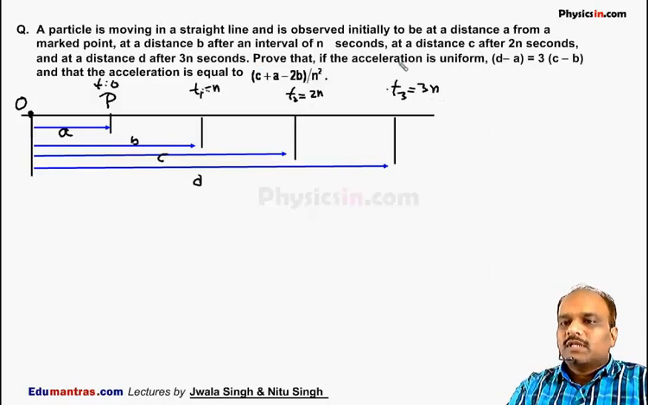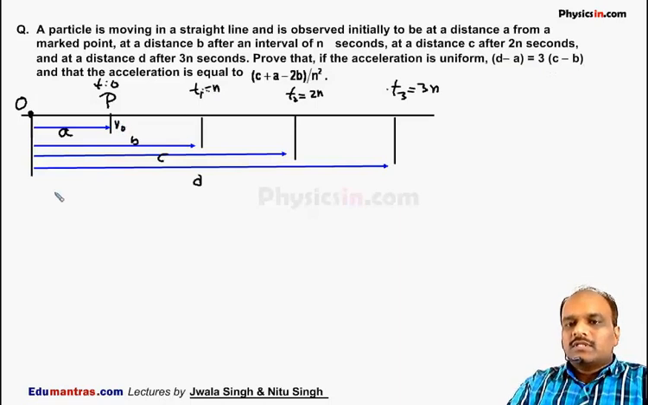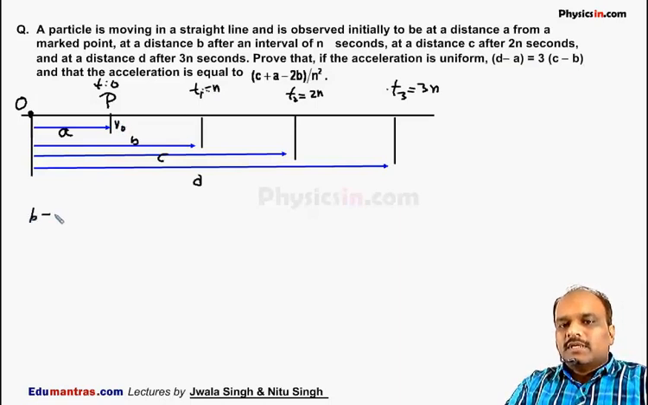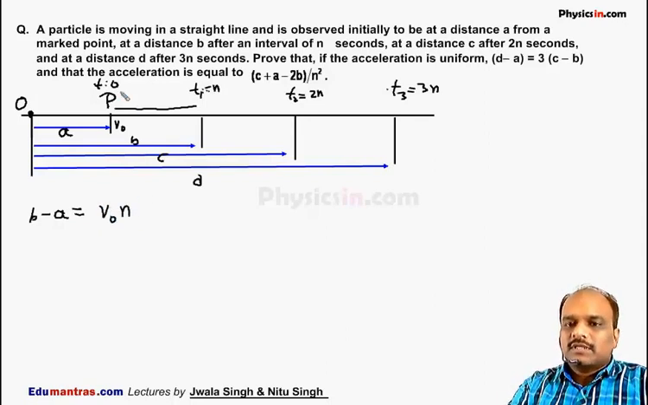Now we have to prove that if the acceleration is constant, d minus a is equal to 3 times c minus b. Let the speed here be v0. So we can say b minus a is equal to this distance. For this distance b minus a, we can say v naught into n, time is n, plus 1 by 2, let the acceleration be a, into t square, means n square. This is the first expression.